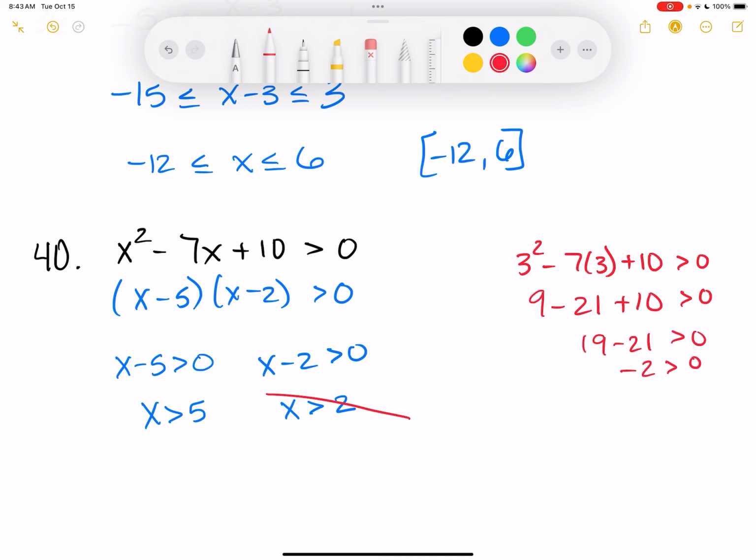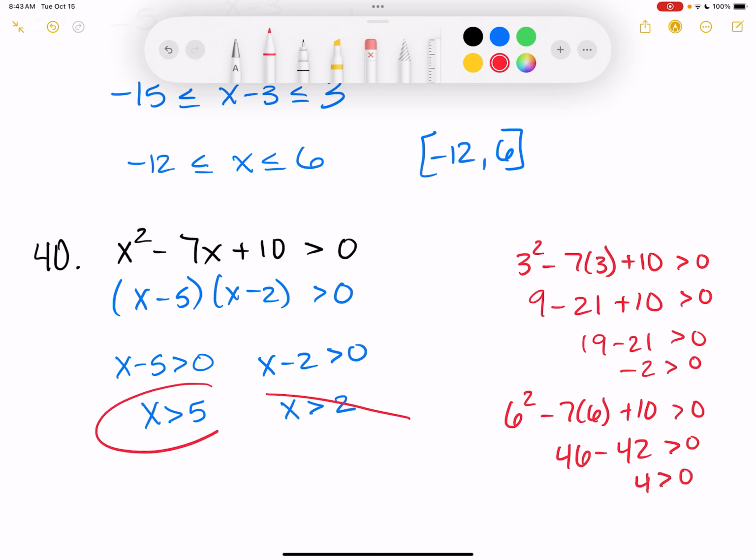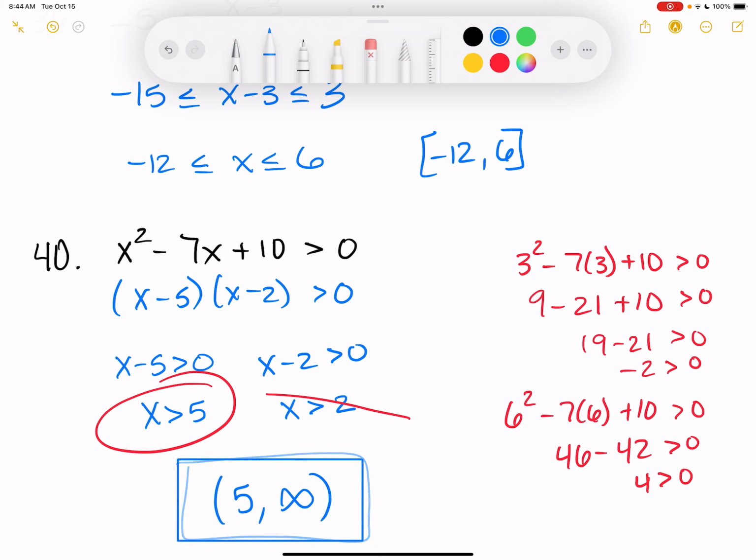I would check 6 for this one because that's just a little bit greater than 5. So 6 squared minus 7 times 6 plus 10. 36 plus 10 is 46 minus 7 times 6 is 42. 4 is greater than 0, so this would be my answer here. Oh, and they do want these in interval notation, so x is greater than 5, so in parentheses 5 to infinity, and that would be my answer right there.